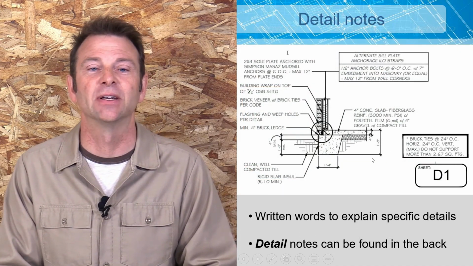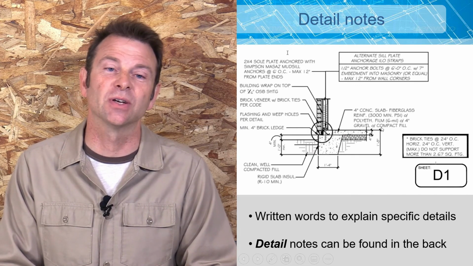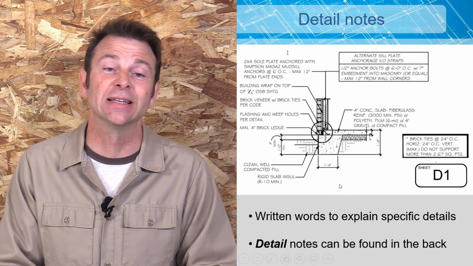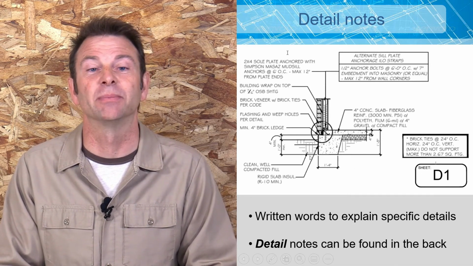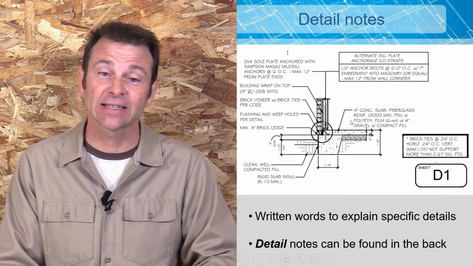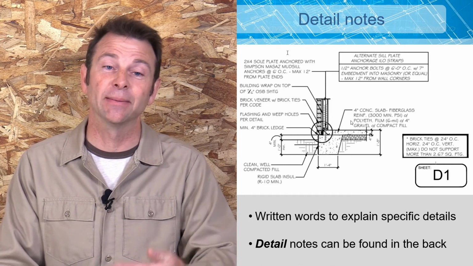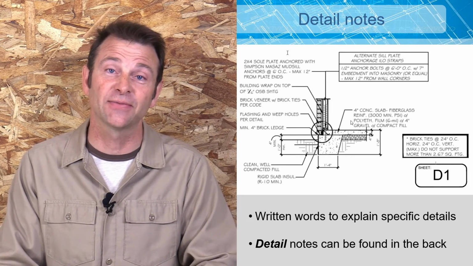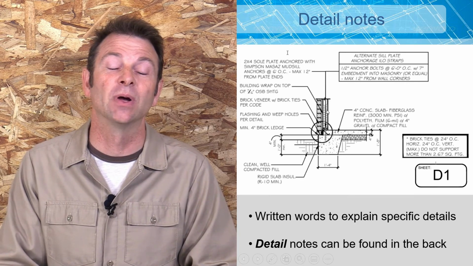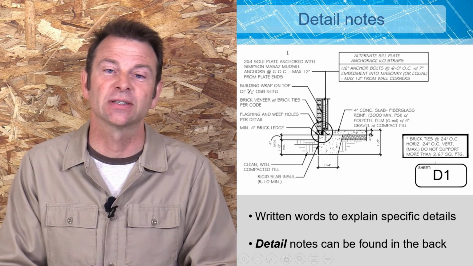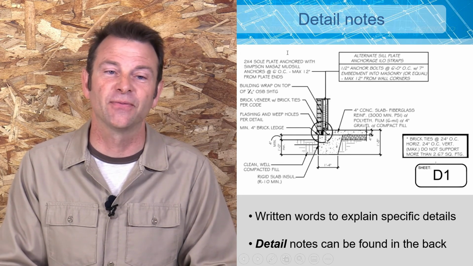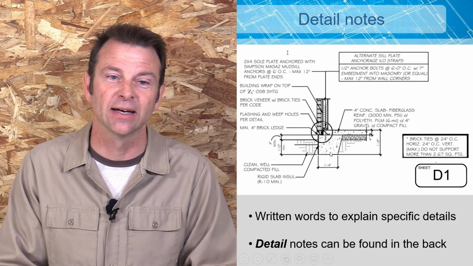Here are some detail notes. So details are going to give us specifics about a building. In this case, we're looking at a foundation that's going to be poured. And this is a section. We've cut through a particular place on this foundation. We're looking at a wall sample that's sitting on top of that. Here is our slab, and here is a footing that the wall is sitting on top of.